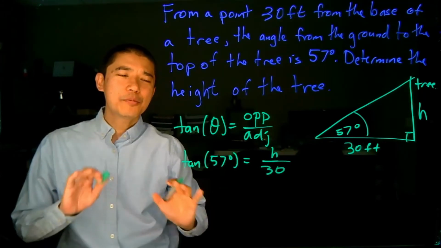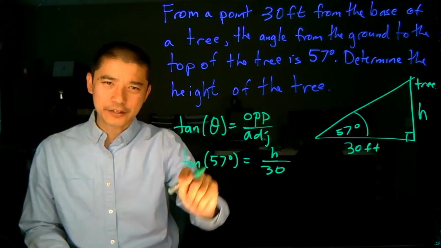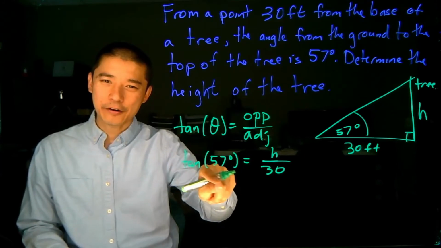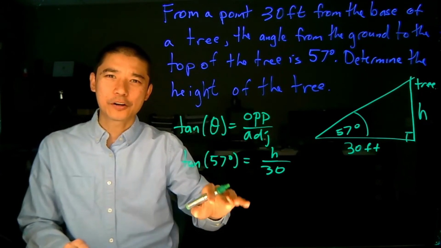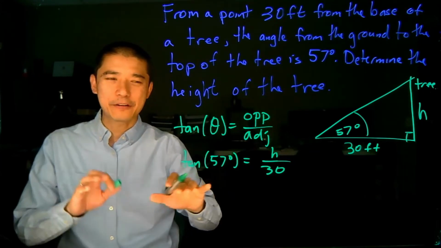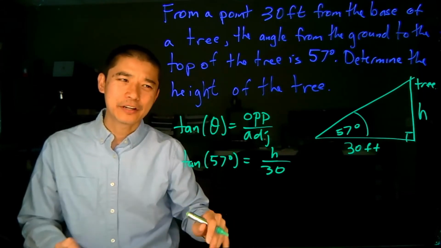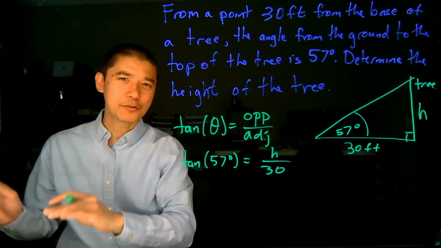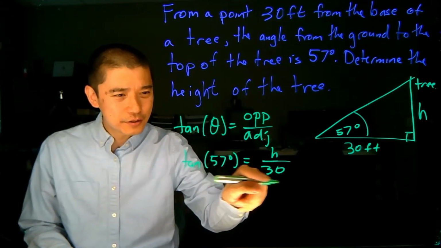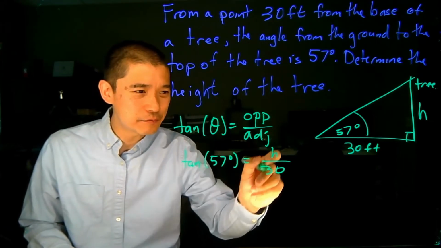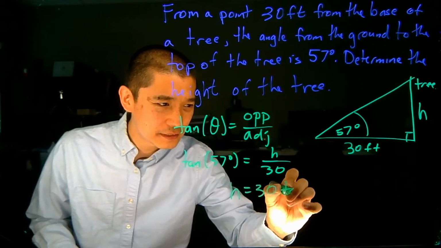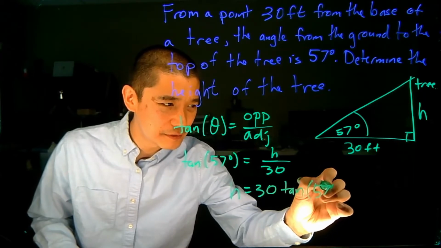Now, I would push back against plugging this into the calculator right away. Sometimes when students do that, you start to introduce rounding errors, and then especially if the problem's longer, those errors propagate forward and make your final answer less accurate. So it's best, I think, to keep this in its exact form until you need to plug it into a calculator. We want to solve for h. We're going to multiply both sides by 30. So h is equal to 30 times tangent of 57 degrees.